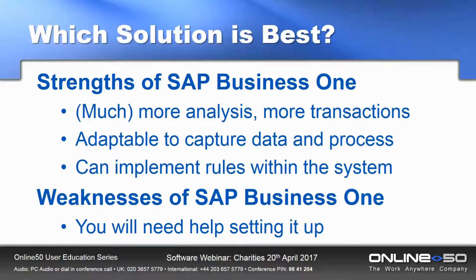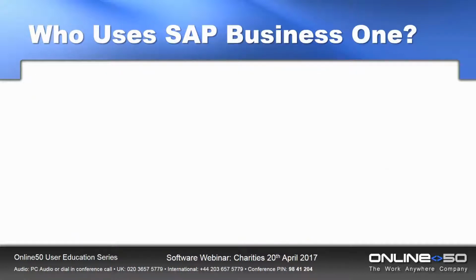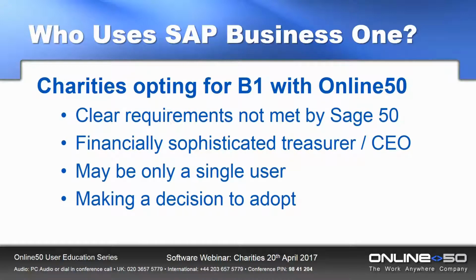Perhaps another way to summarise it is to think about who are the charities who are using SAP Business One with Online 50. Well, we had a look at some of the charities who've opted for that with us, and there tend to be a number of criteria that shape that. Firstly, if the charity has clear requirements and those requirements are not going to be met by Sage 50, then clearly that is a strong case for taking SAP Business One.